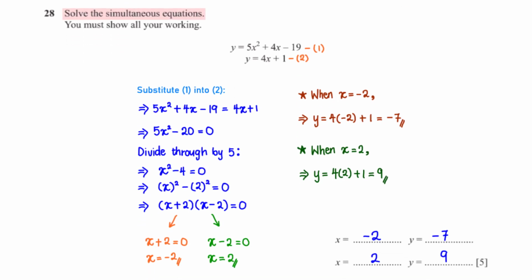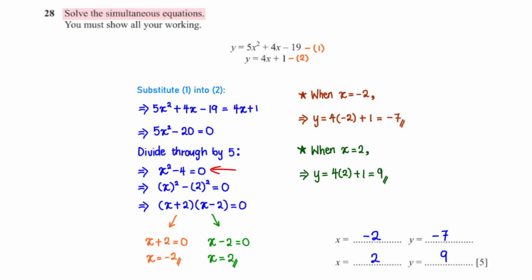Solve the simultaneous equations. You must show all your working. First, let's label the equations as equation 1 and equation 2. When we substitute equation 1 into equation 2, this is what we get. When we move all the terms to one side of the equation and group like terms, we get 5x squared minus 20 equals 0. When we divide through the equation by 5, we get x squared minus 4 equals 0.